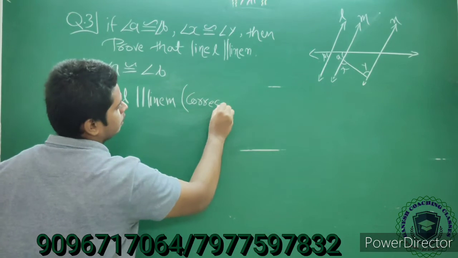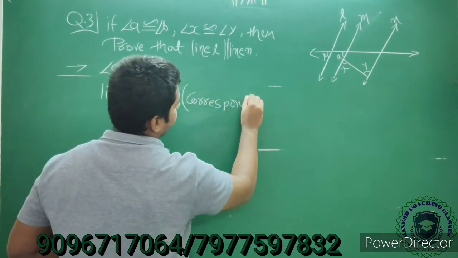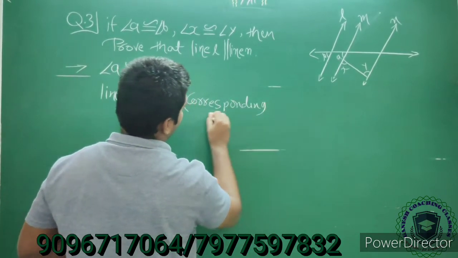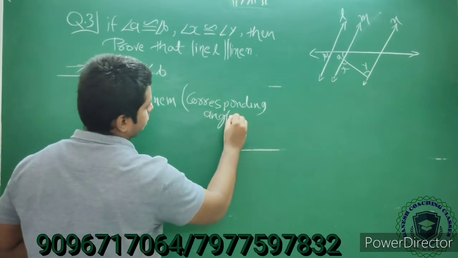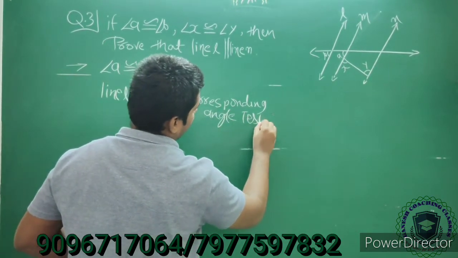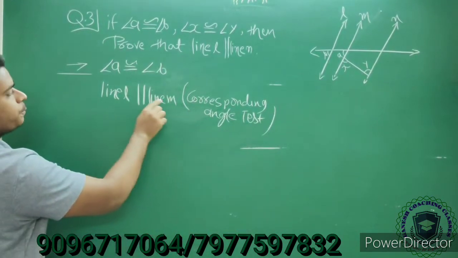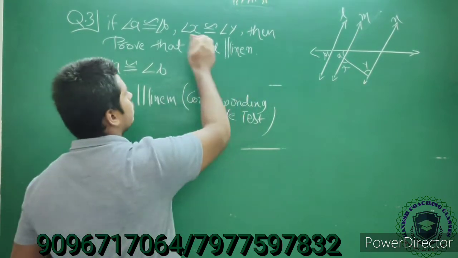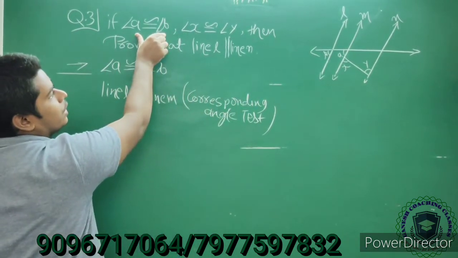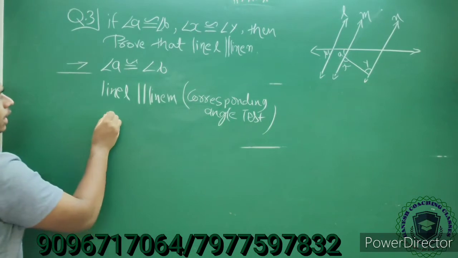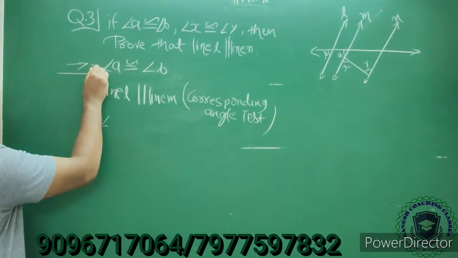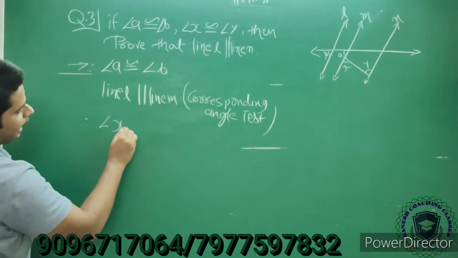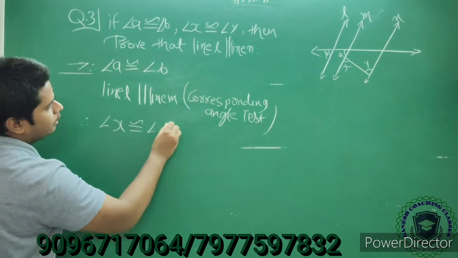By which property, by which test? Corresponding angle test. So here we proved line L is parallel to line M by using the first given data. And the second given data is angle X is congruent to angle Y.